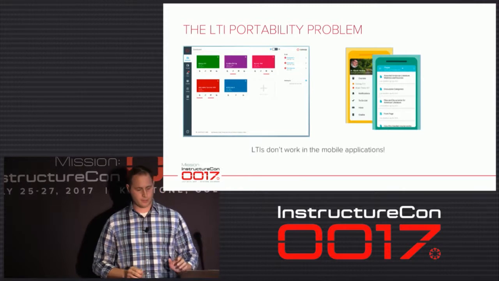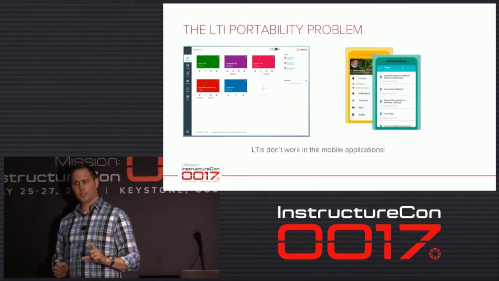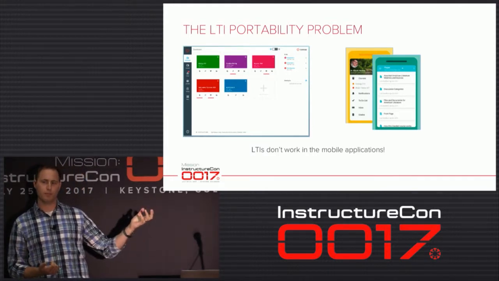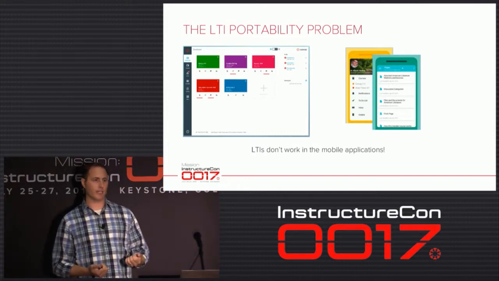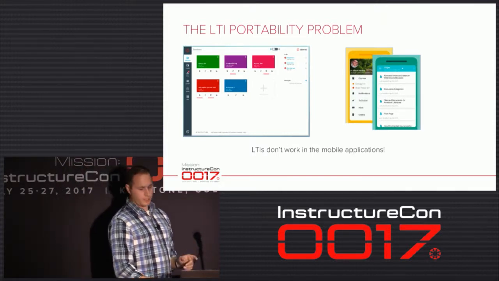The problem is, though, when you put your LTI setup into the Canvas website, you're never going to see it in the mobile app. So when we put room bookings on the website, if the students open up the Canvas app, they can't see room bookings. So what do you do with that? And there's really two options.